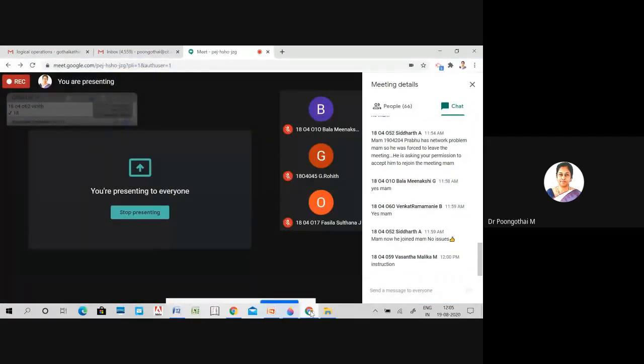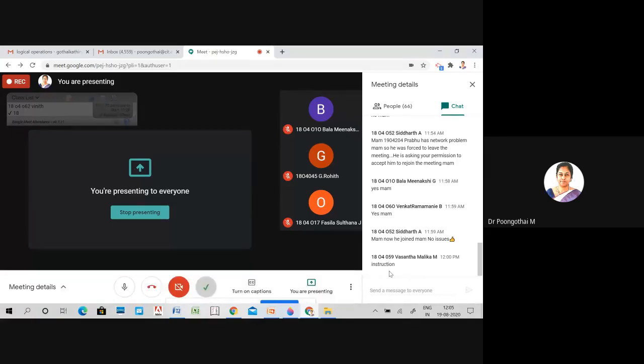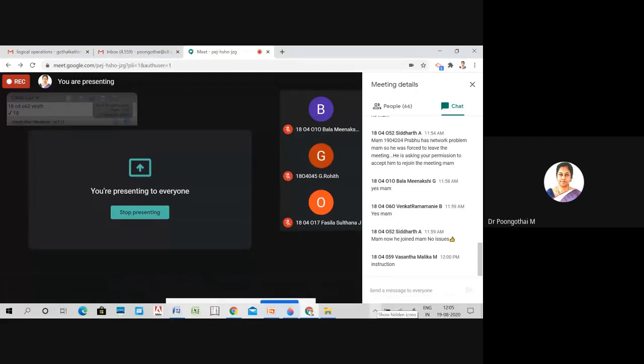So based on the length, your 8051 instructions are classified into single byte instruction, 2-byte instruction and 3-byte instruction. Single byte means it contains only one opcode, and 2-byte means it contains opcode along with your 8-bit data. 3 bytes means your opcode plus your lower order address and higher order address. Is it clear? Students, is it clear?